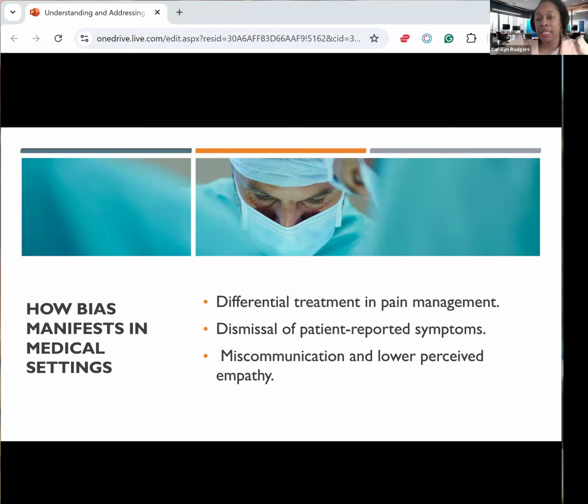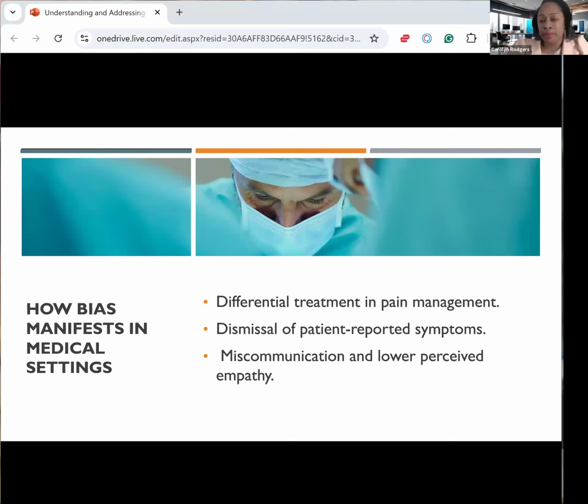Number six, less time spent with marginalized patients. Research shows providers may spend less time with patients of color and offer less patient-centered care, contributing to poor outcomes. And this was a study done by Penner and his team. Number seven, underuse of preventative care and screening. People from marginalized groups are less likely to be offered or receive preventative services like mammograms or prenatal screenings. Another thing that we need to take a look at.